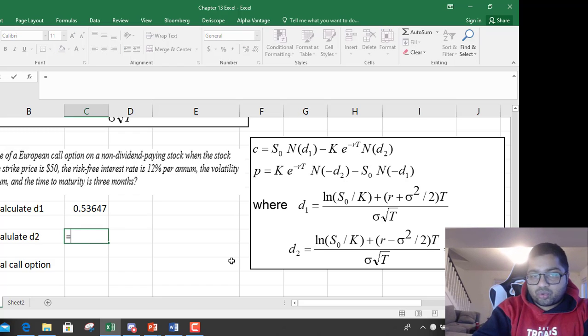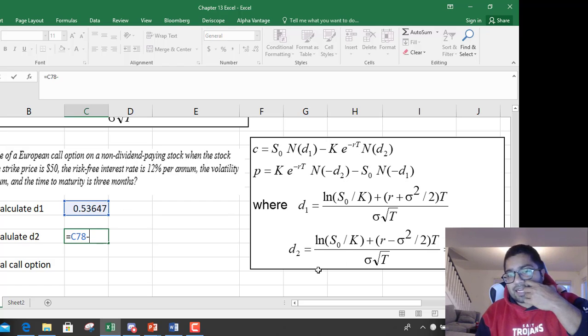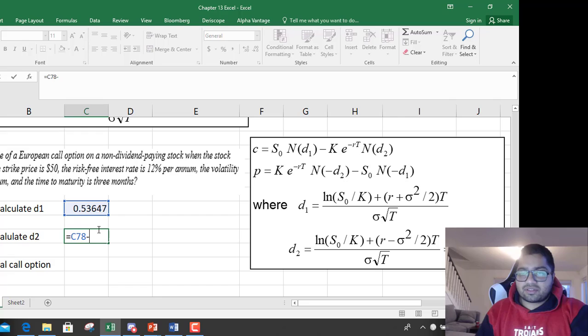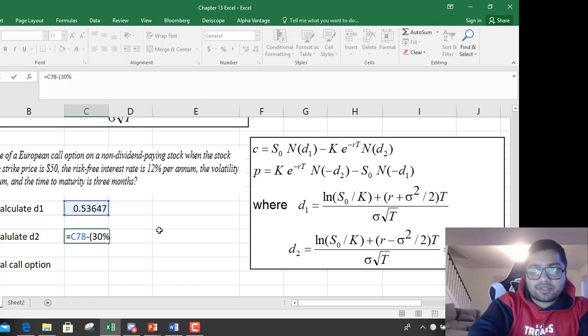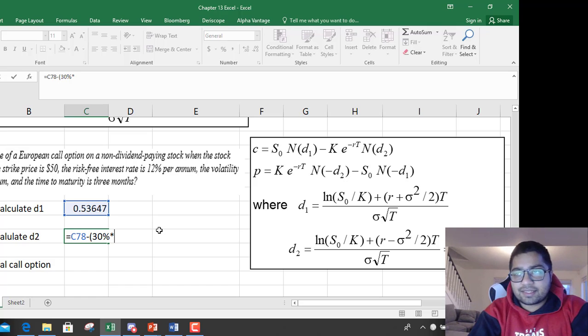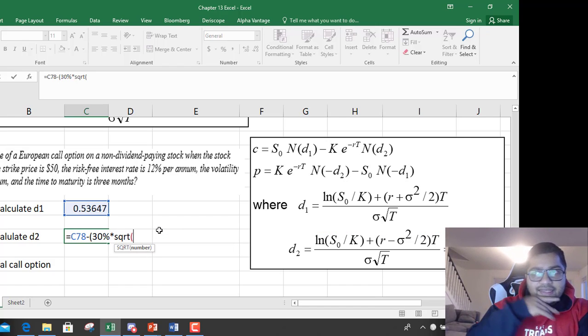Okay, so we know D1. You can calculate D2. D2 is D1 minus sigma into square root of T. I'm not using the long formula again, I'm using the shorter way. Once you have D1, you can calculate D2 by using the formula D1 minus sigma square root of T. So D1, 0.53647, minus sigma 30% volatility times square root of T. So square root of T is 0.25.